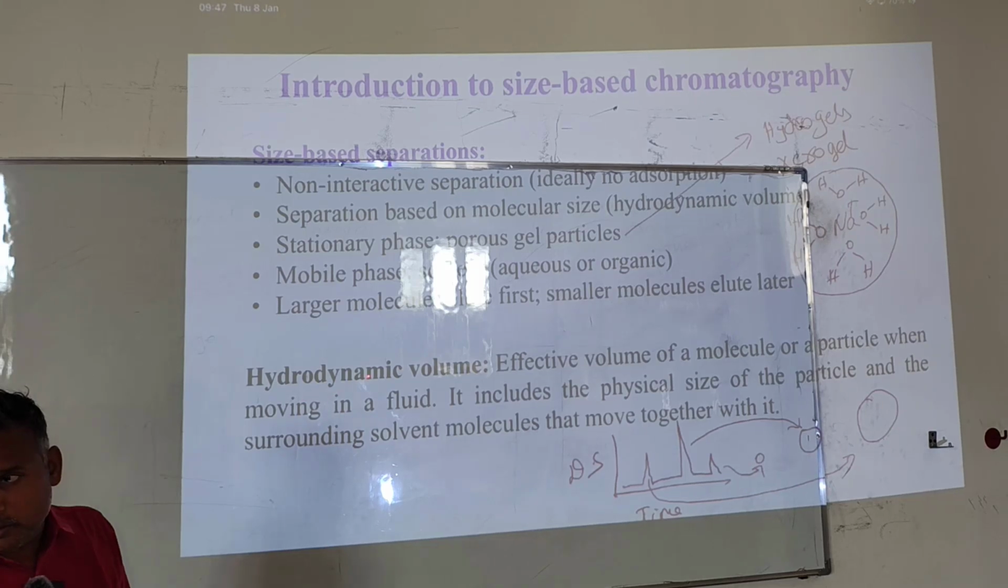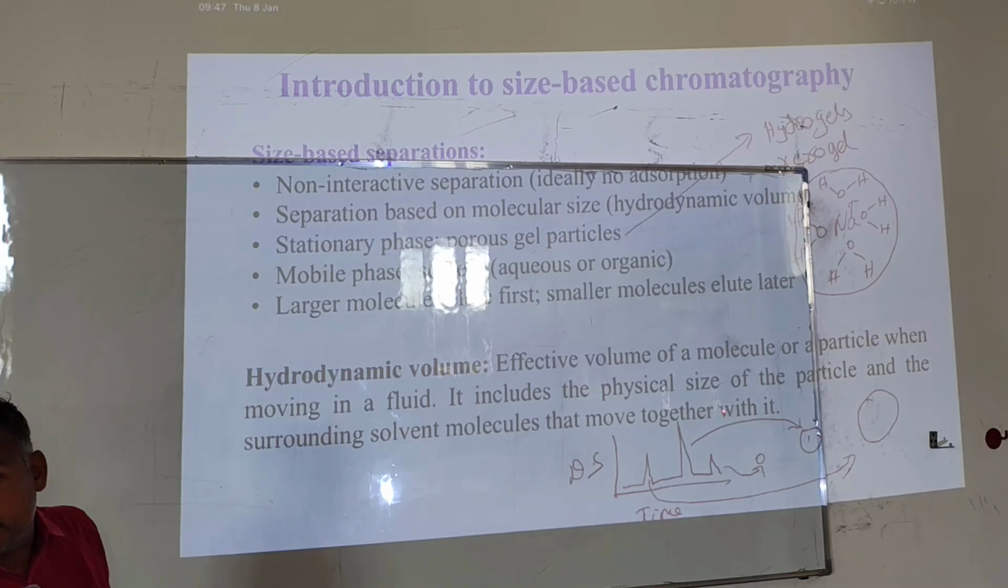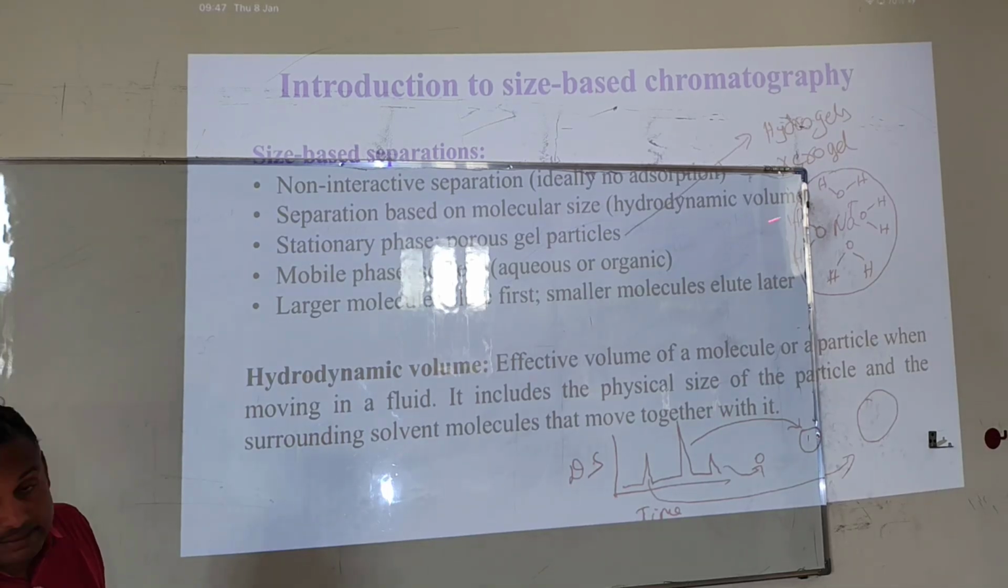Already I explained about hydrodynamic volume. Hydrodynamic volume is the effective volume of a molecule or particle when moving in a fluid. It includes the physical size of the particle and the surrounding solvent molecules that move together with it. This is what I already explained.